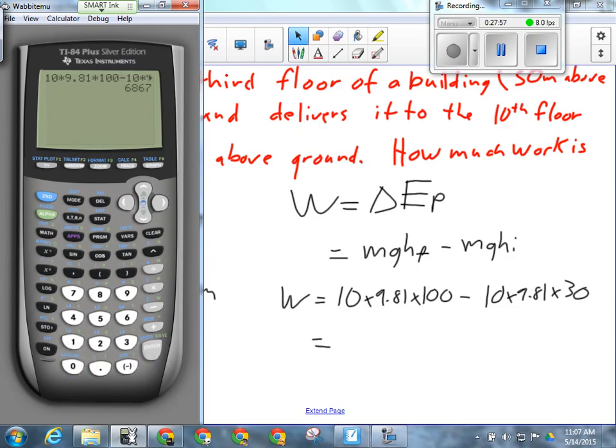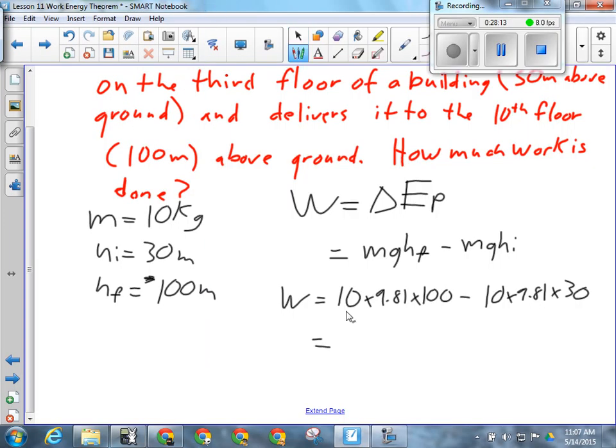Okay, so this mail carrier is going to do 6,867 joules of work in carrying that 10 kilogram package up 7 floors. Okay? Because it's work. Work and energy have to have the same units. If work's a change in energy, they have to have the same units.